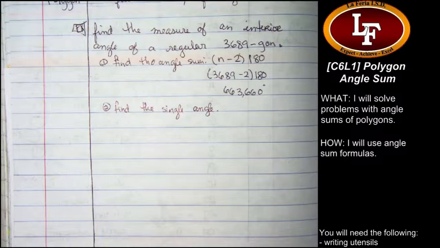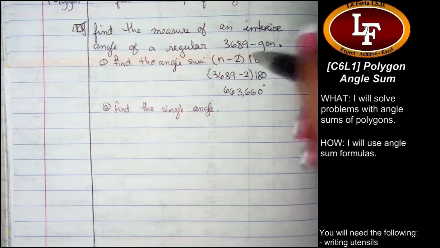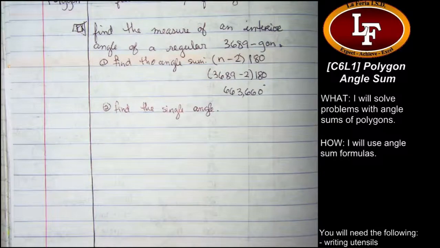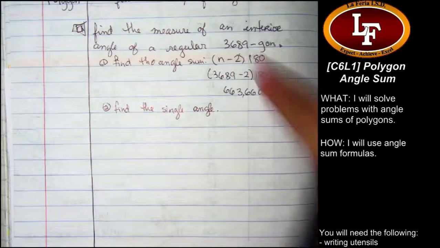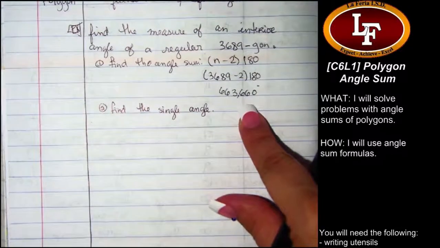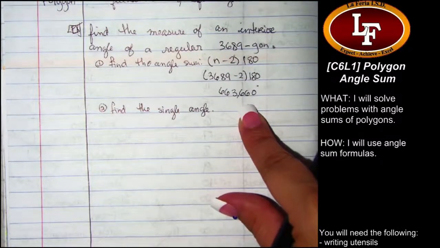Exactly, because all of these angles, all 3,689 of them, are the exact same measure, whatever that measure is. I added it to itself that many times to give me this number. And so to figure out how much each one is, I divide it.